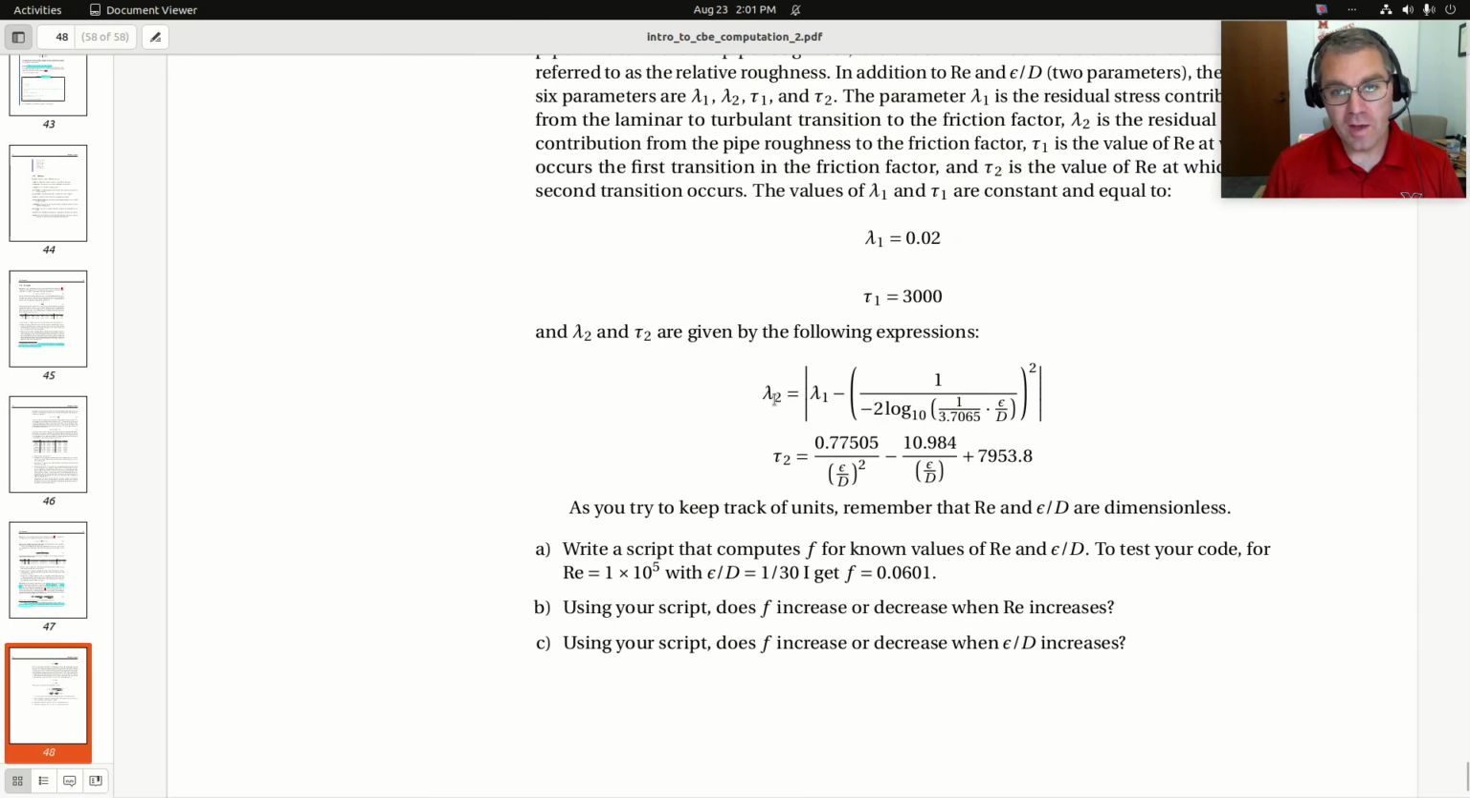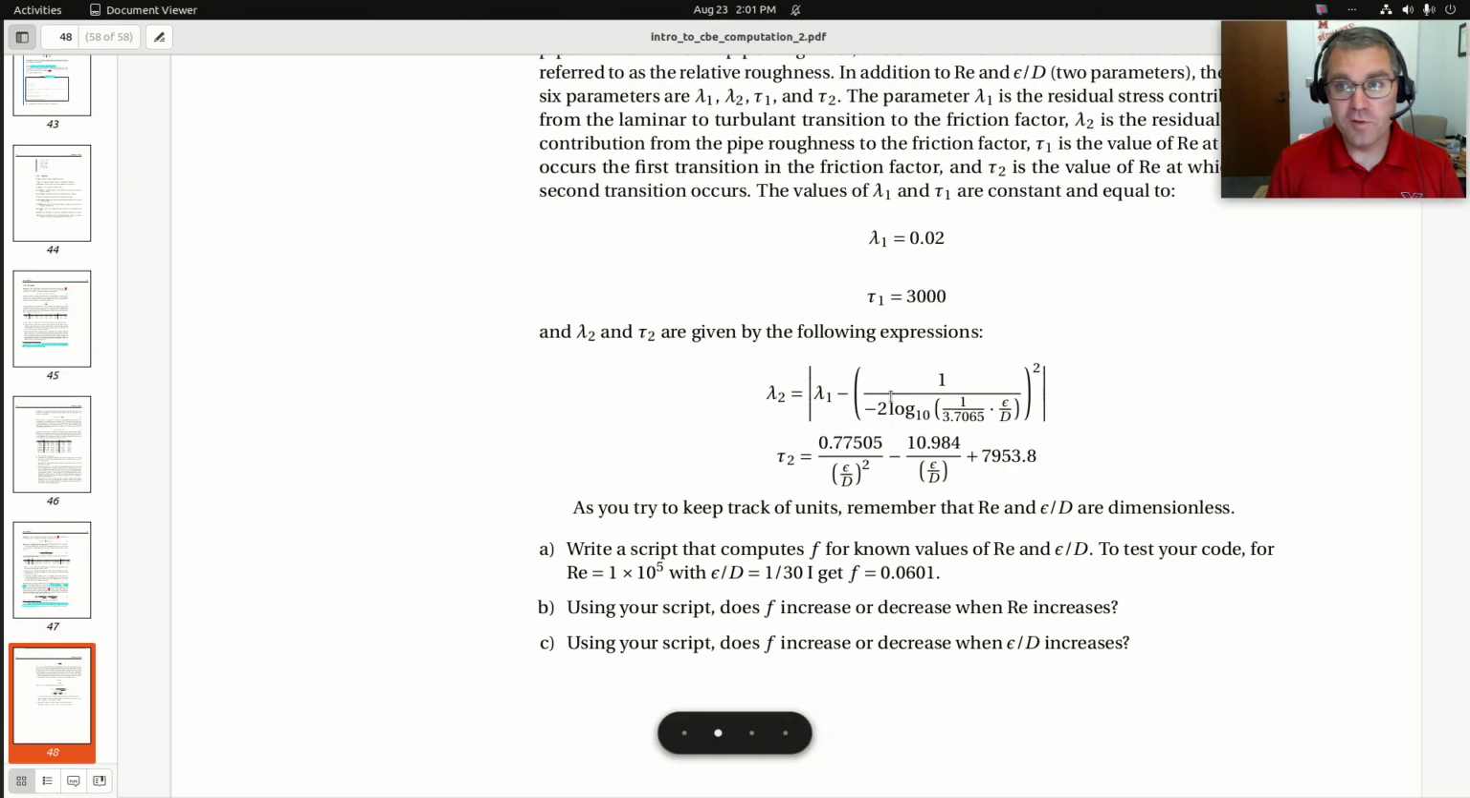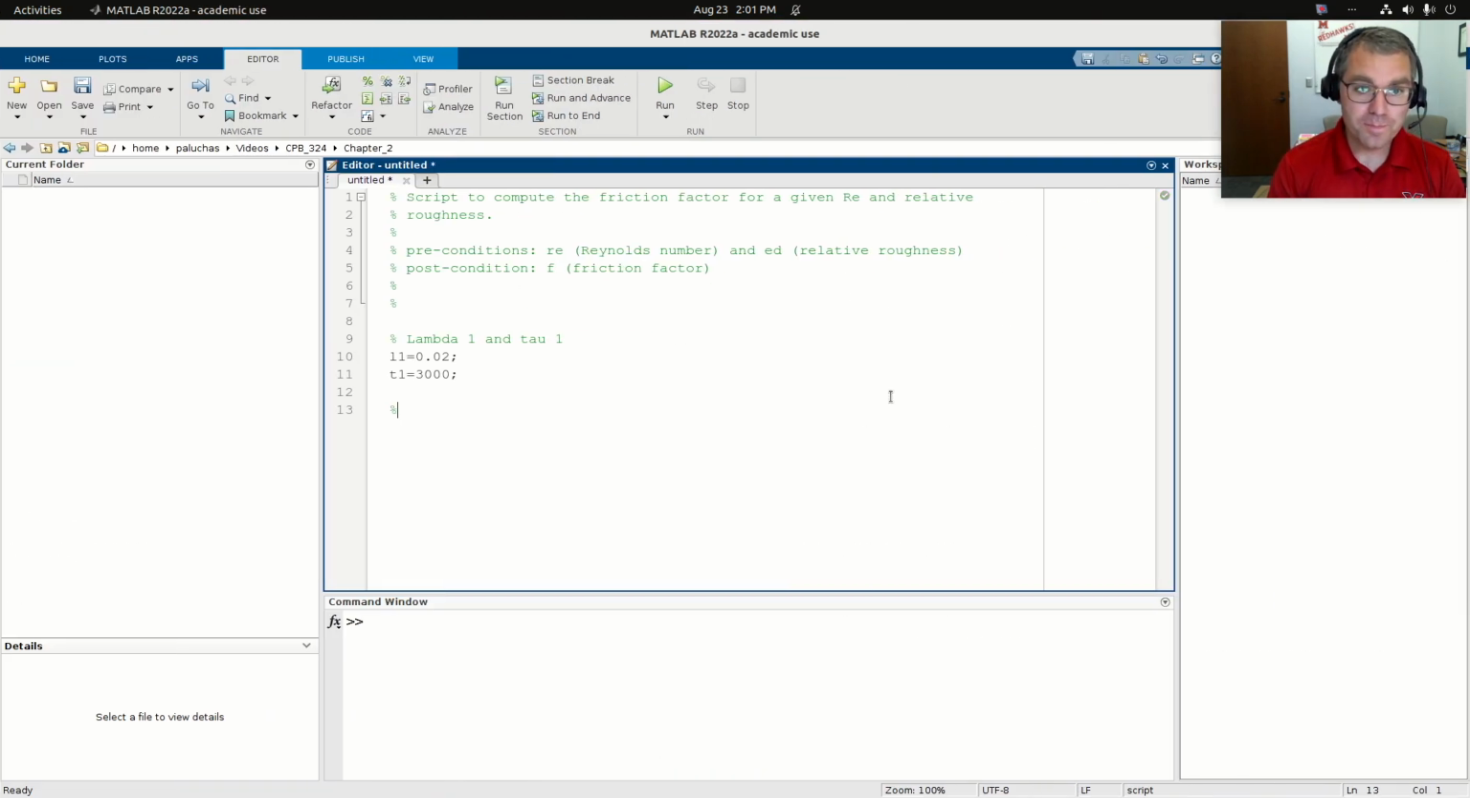Now I can calculate lambda 2 and tau 2. So as I calculate lambda 2, I'm going to take this in pieces, and you can even break it up in multiple steps if you wanted. But I'm going to go to lambda 2. And if I'm going to be correct in my Greek, that's a lowercase lambda.